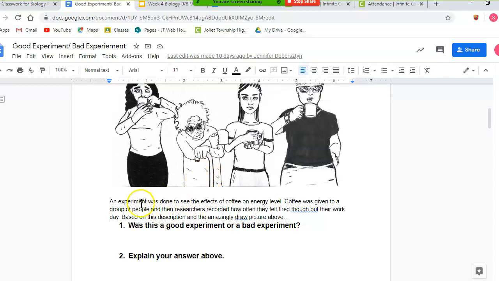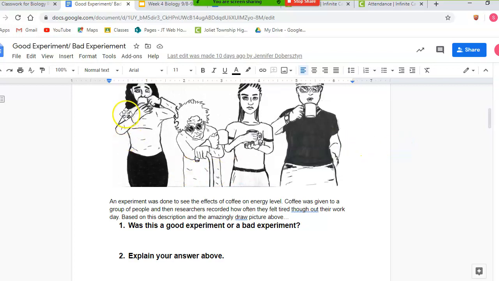If you look at this experiment, it says an experiment was done to see the effects of coffee on energy level. So what they're doing right there is they're giving you a lot of information just in that first sentence. They're saying, okay, each person, you can see everybody's got their coffee mugs right there. So we know that all 4 of these people are getting coffee, right? Now what they're going to do is see how that affects how much energy those people have. So basically, what I'd want to know is it's just the coffee affecting their energy level, right?